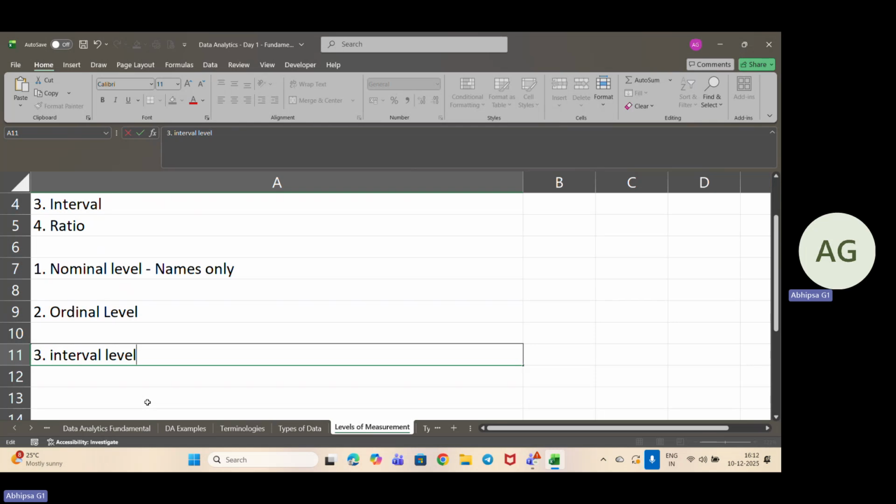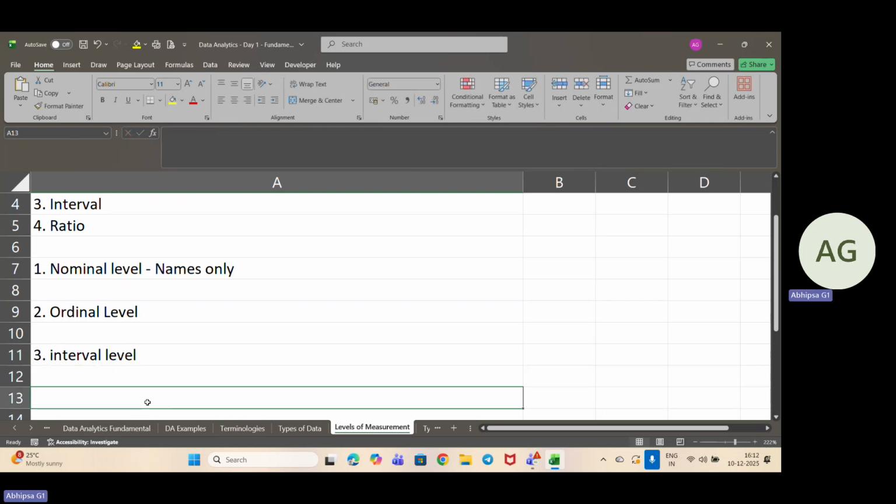Coming to calendar years, 2000 to 2001, 2001 to 2002, the difference actually matters, but if the year is zero, that doesn't mean there is no time. Along with that, you have IQ scores. There can be equal gaps, but if someone's IQ is zero, that is not true, right? So that is exactly about the interval level. Next, coming to the ratio level.